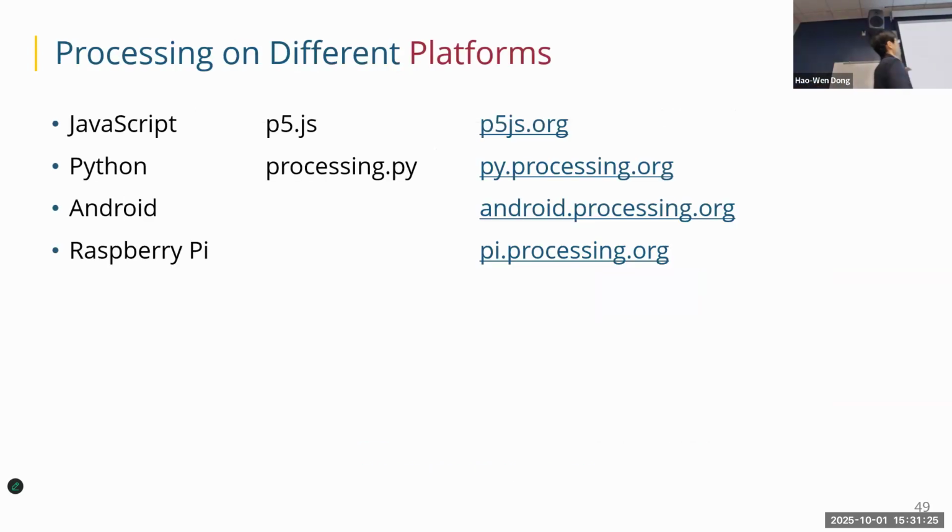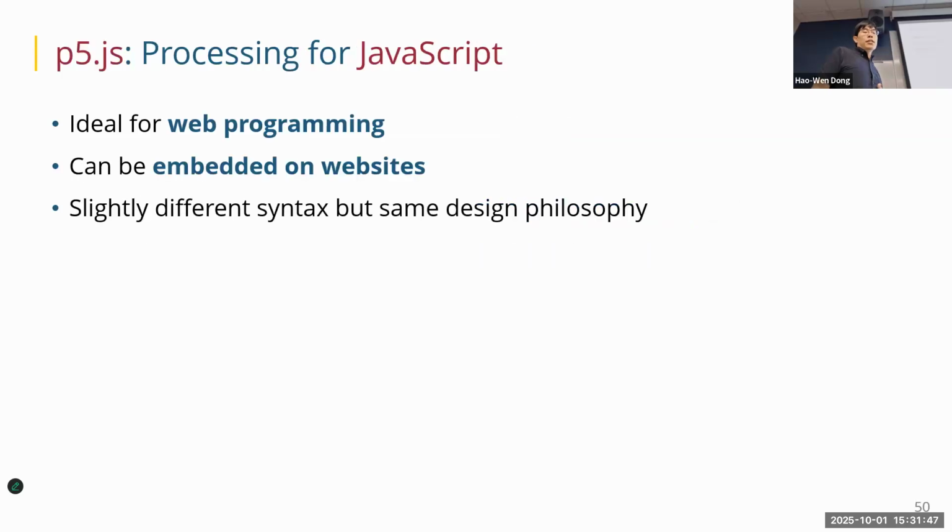There's also Python, Processing.py, not well maintained, but still kind of maintained, and there's Android and Raspberry Pi, which are even less maintained. But anyway, Processing can be run on different platforms. Processing is a high-level concept of a language. It can be implemented in different ways. So p5.js is likely the other thing you might care about.